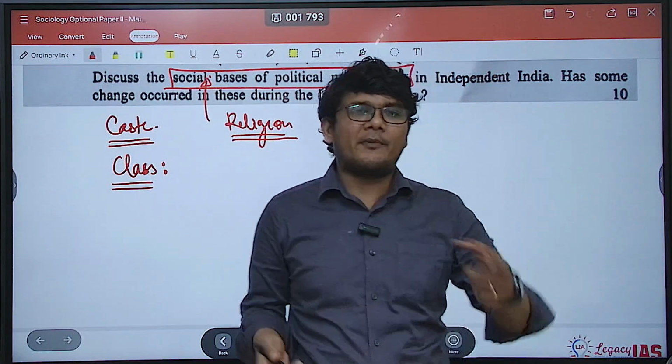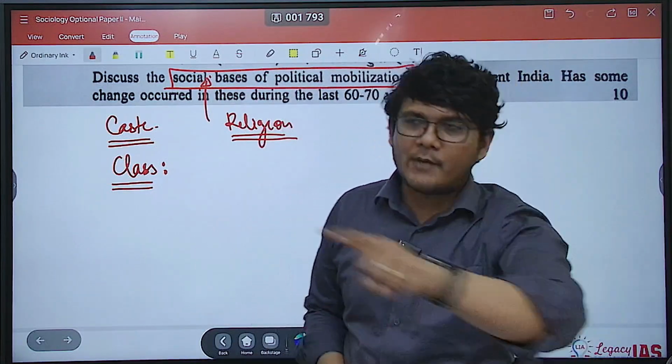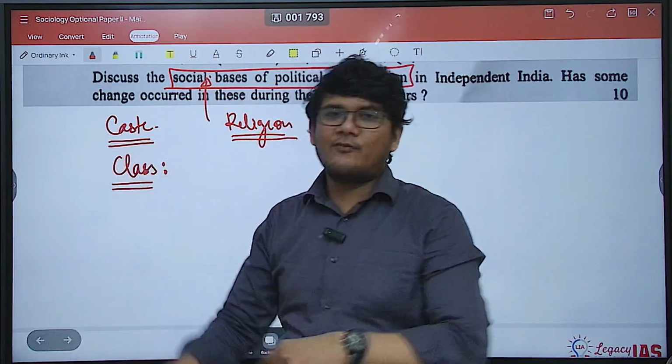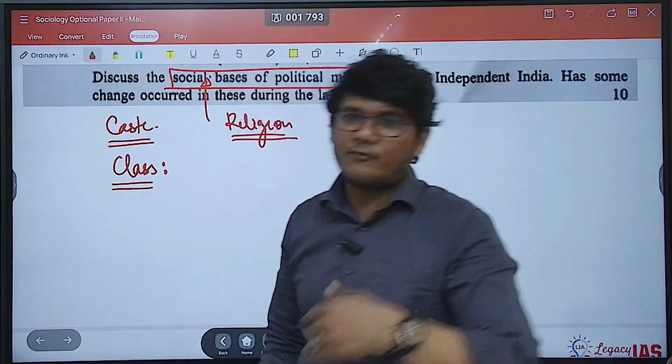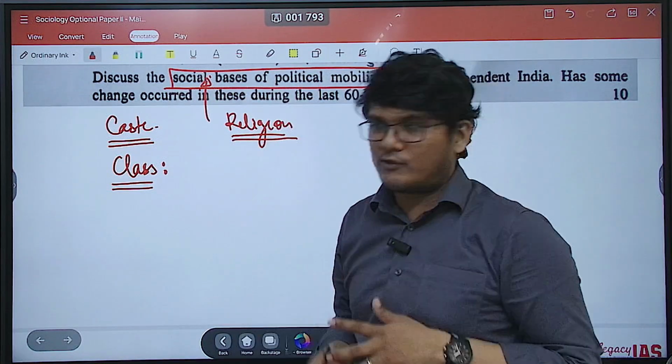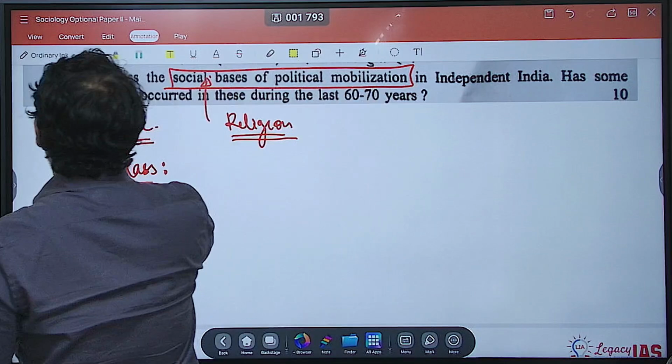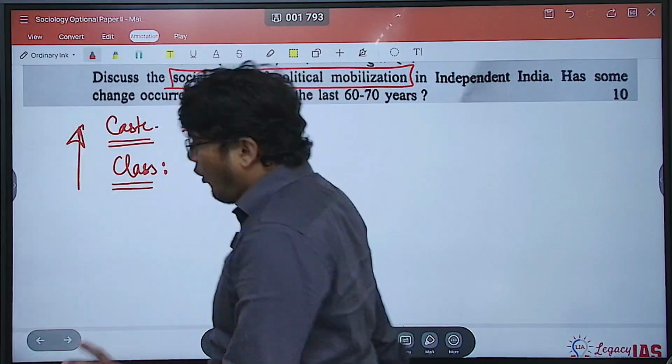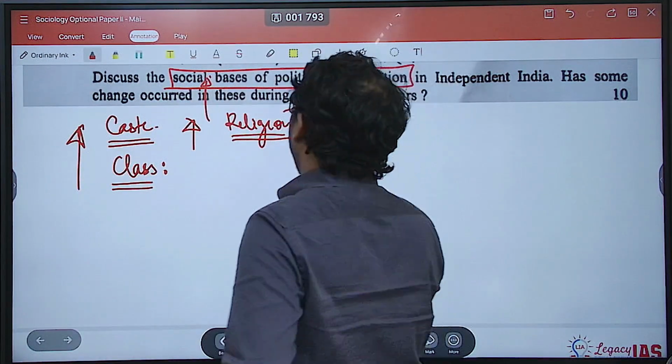That does not mean it was not there previously. It was there previously as well. Caste-based, it was there previously as well. Class-based, it was there previously as well. It is there now as well. Now these things were quite high, right? Now also they are high, but now they are added with various other things.